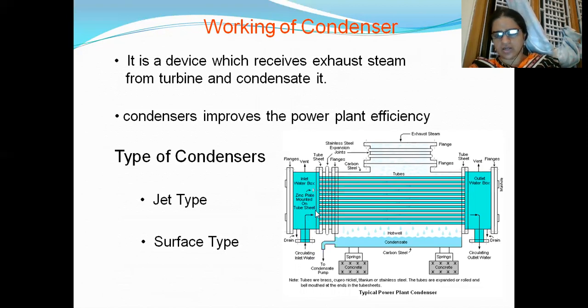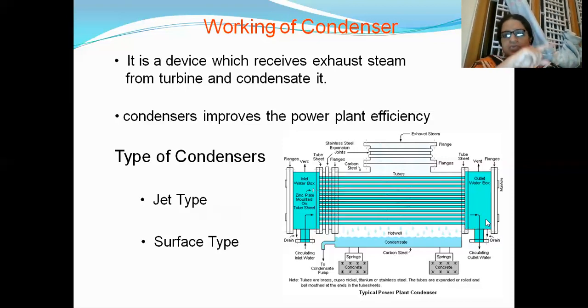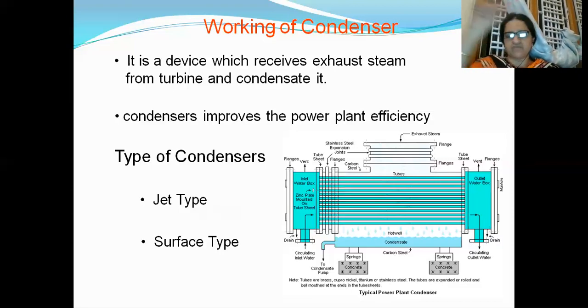Again, the water is getting passed through, and the steam is getting passed through the tubes. Again, water is passed in between them, and slowly at the output, again circulating outlet water. From here to here, water is getting circulated like this. In between you have tubes.